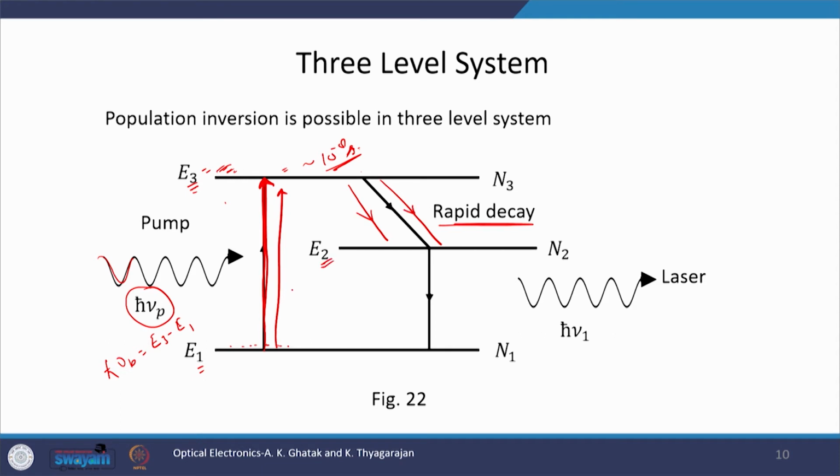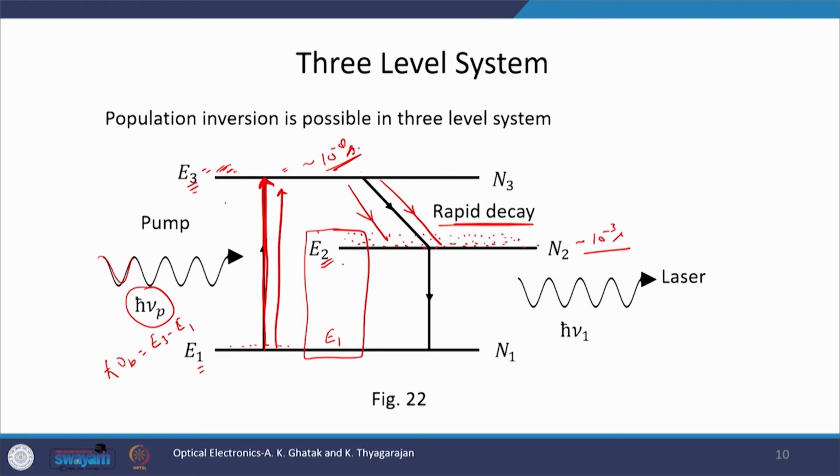the E2 level, and the E2 level usually has a longer lifetime, roughly 10 to the power minus 3 second, which is much longer than 10 to the power minus 8 second, the lifetime of the E3 level. Now, since the lifetime of the E2 level is very large, the electrons will start to accumulate here. Therefore, the population density of the E2 level will increase rapidly, and due to this increase, between E1 and E2 a state of population inversion would be achieved, and as soon as we have population inversion, we will get lasing between E2 and E1.